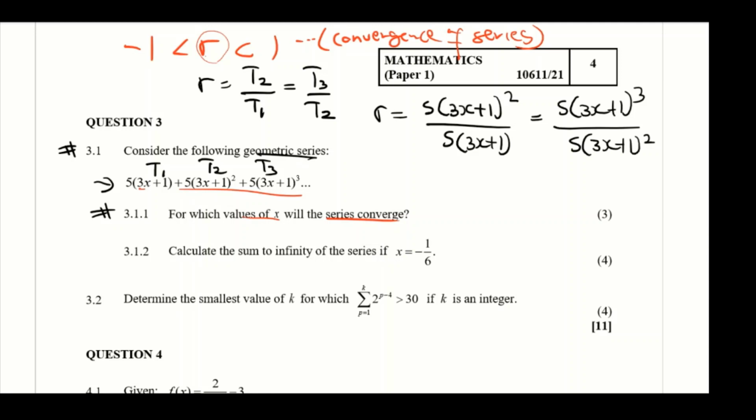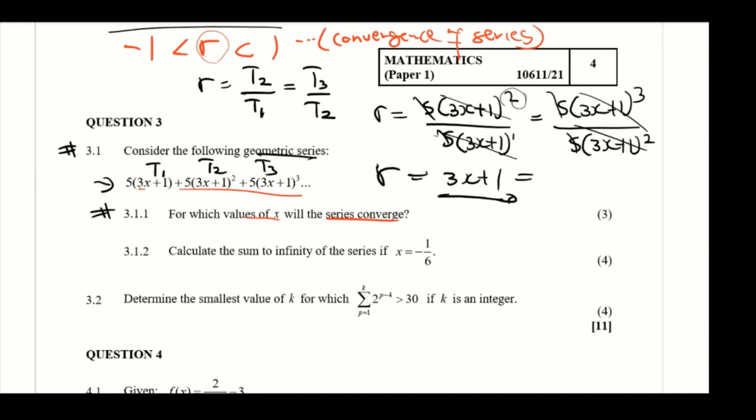If you can see here, this is similar to this, so they divide out, and these are similar only because this one is squared and this one is to the power 1. So you'll remain with 3x plus 1. So this is going to be your r on both sides. It's going to be 3x plus 1. So that is your ratio.